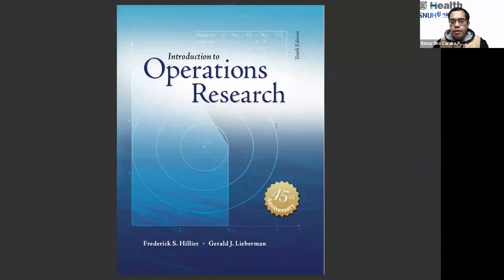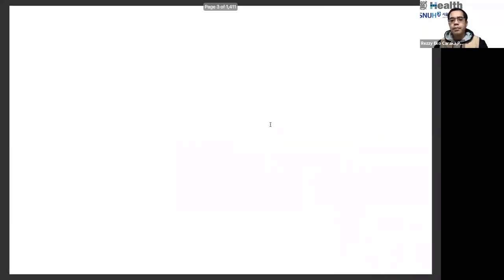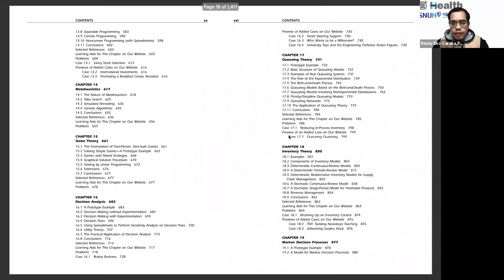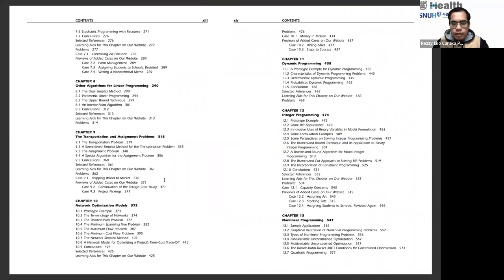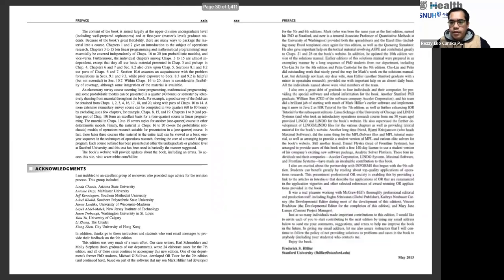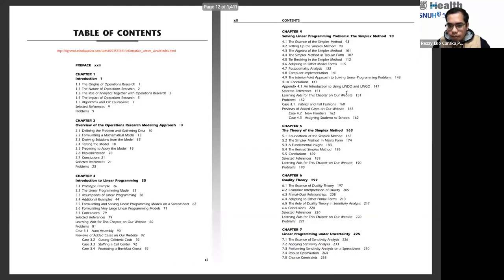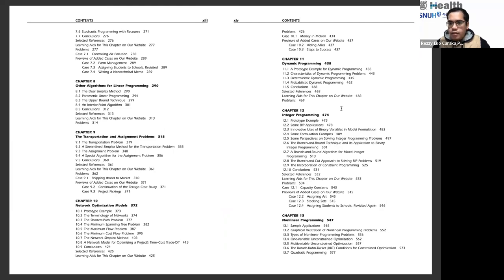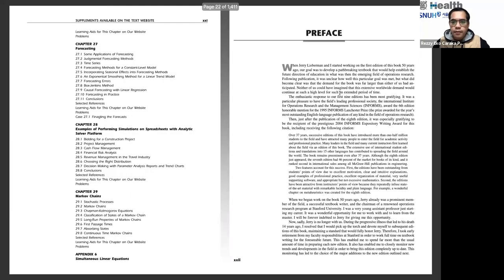So this is our book for week 9 about dynamic programming. You can get further information in Chapter 11, Dynamic Programming, Chapter 11, page 469.